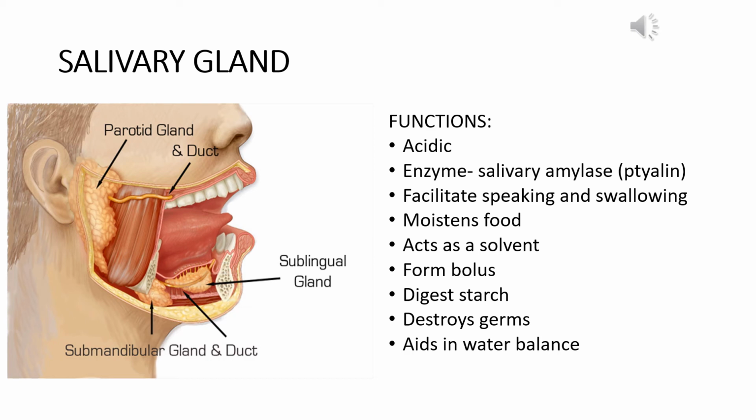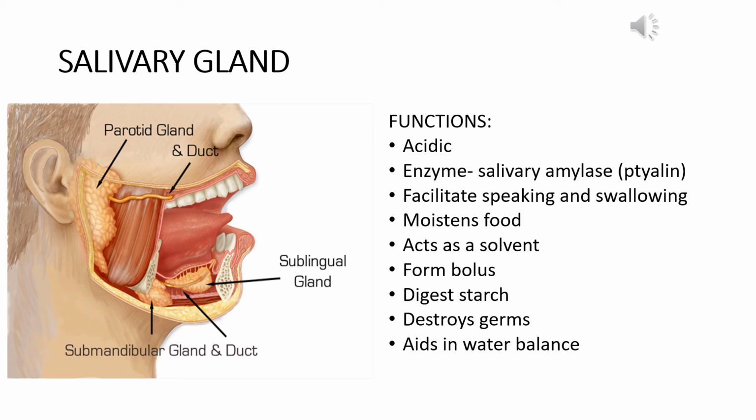The other two salivary glands are the submandibular gland and the sublingual gland, and both of them are present at the lower portion of the tongue. They have a common duct which opens at the lower portion of the tongue.